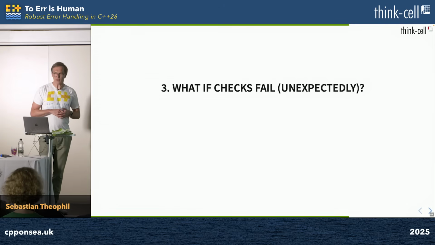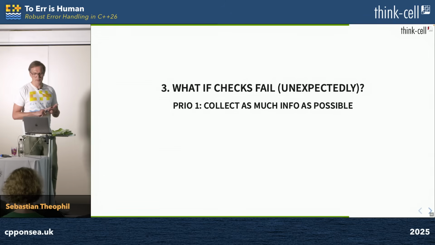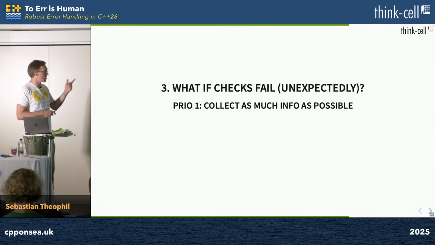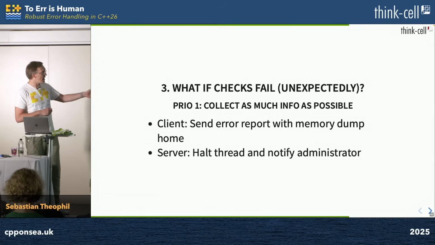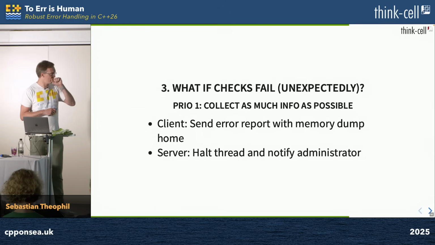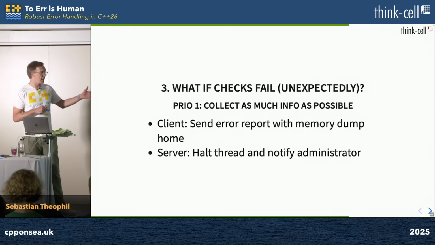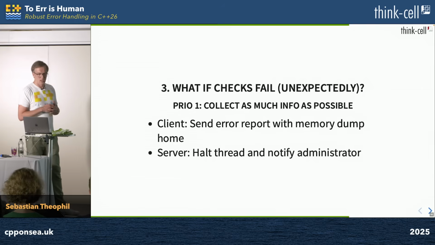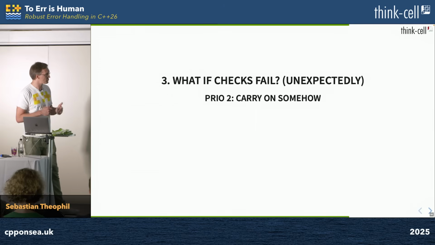What does fail? So the first priority is we want to collect as much information as possible. So something went wrong. We could not reproduce this before in-house. So now we want to find out what happened and why. So in our clients, we would send an error report with a memory dump to our backend. In our server application, which is actually only our own backend application, we would hold the thread and notify the administrator so he can live debug the server. And the second priority is to carry on somehow.